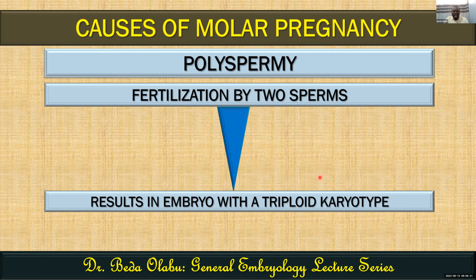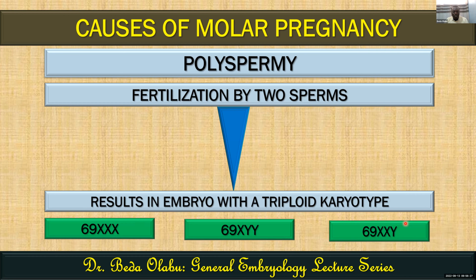Well, the karyotype of the zygote will be any of those 3 options, depending on which type of sperm fertilizes the oocyte. If the oocyte is fertilized by 2 sperms which are both X, then that's what you have. If the 2 sperms are both Y, this is what you'll have. If the 2 sperms are different, then this is what you'll have.